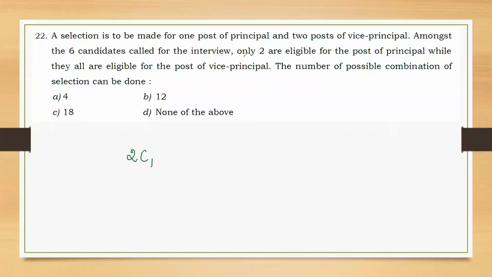So for that, first try to find the principal. We know that only 2 candidates are eligible for the post of principal. We need 1, right? So first find the principal. So 2C1. Out of 2 candidates, only 1 is for the post of principal, right? And we have 2 posts for vice principal, right? But we know that all the 6 candidates are eligible for vice principal. Already I have chosen the principal, so remaining we have 5 candidates. Out of 5, we need to select 2. Is it clear?